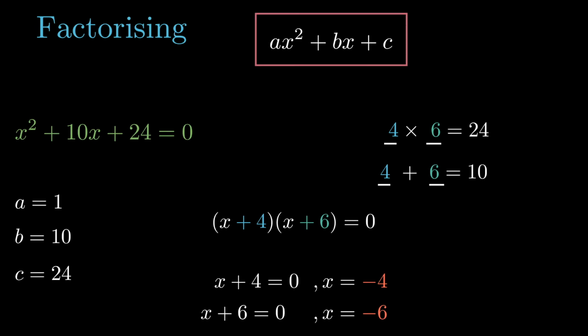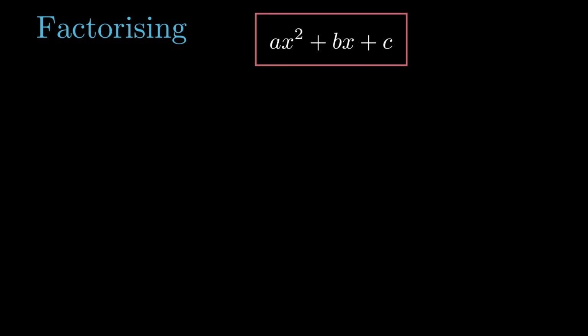And we can check if this works by plugging minus 4 into the equation. So minus 4 squared is 16, plus 10 times minus 4, so 16 minus 40, which is minus 24, and minus 24 plus 24 is equal to 0. This shows that the solution minus 4 is correct. Now we'll move on to the third example.